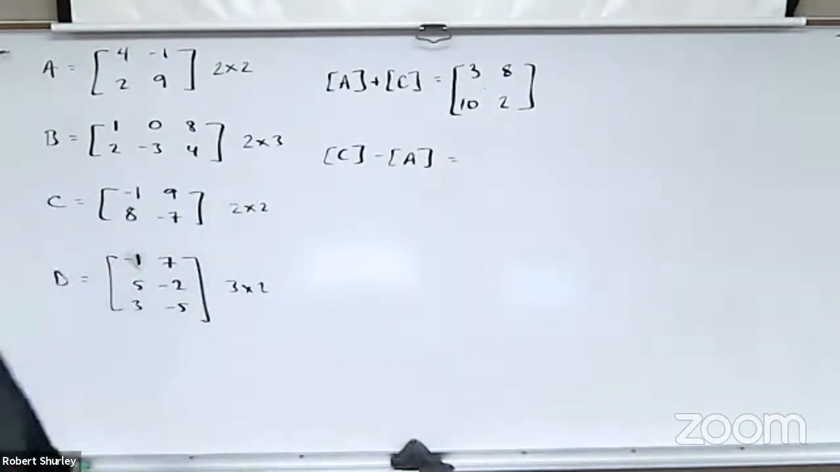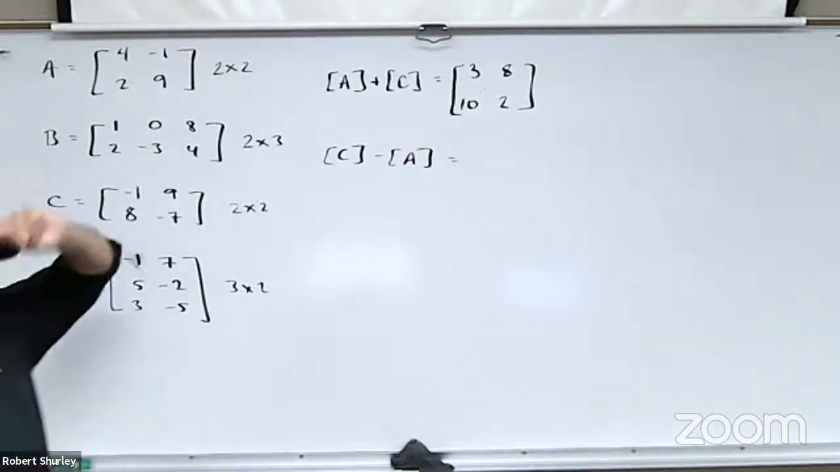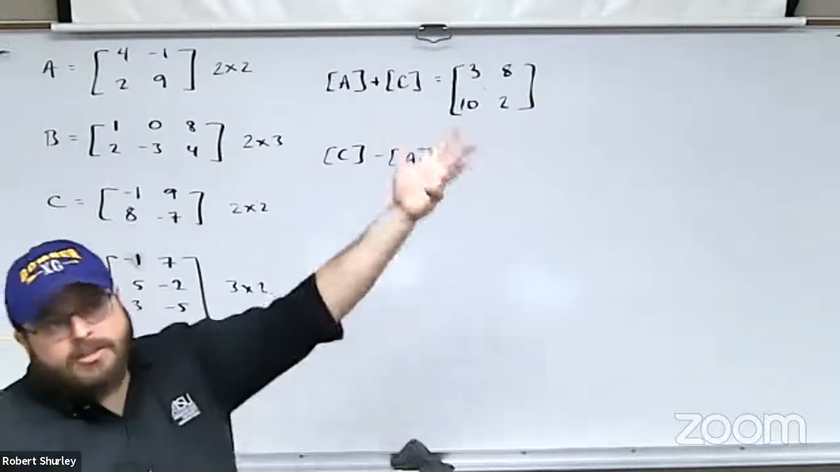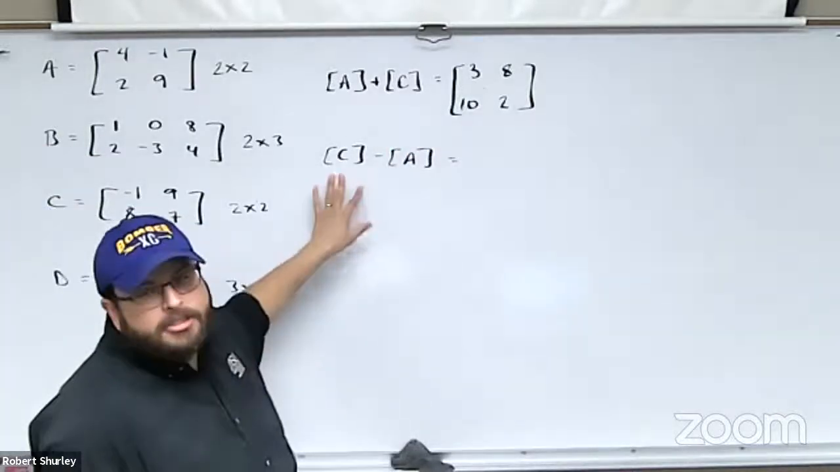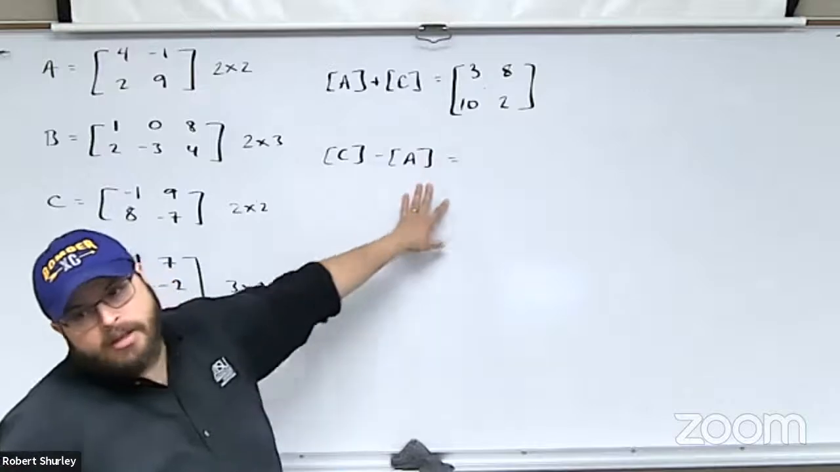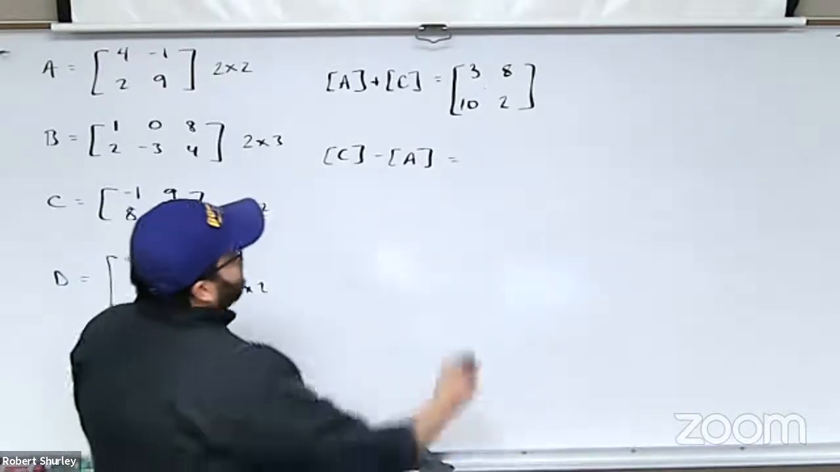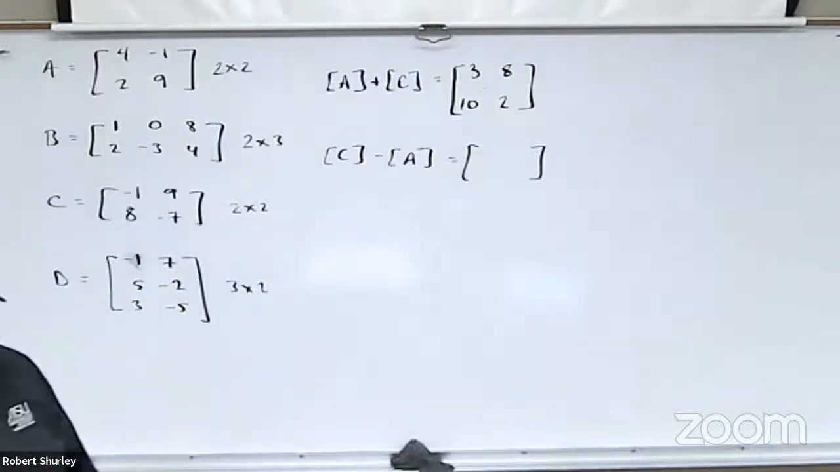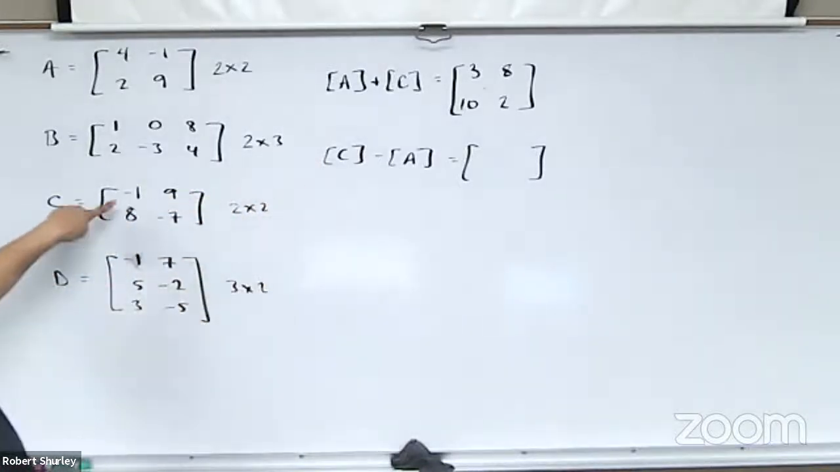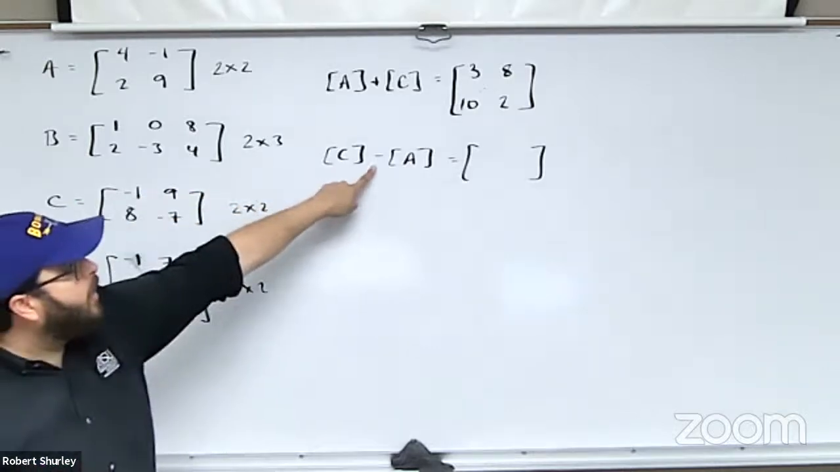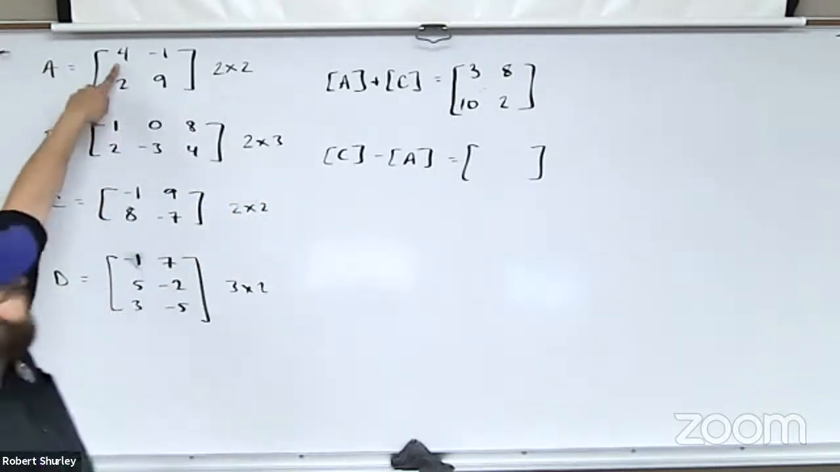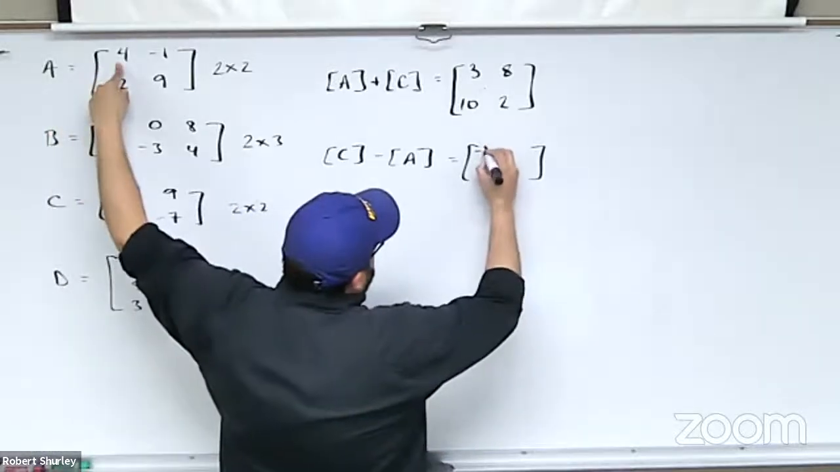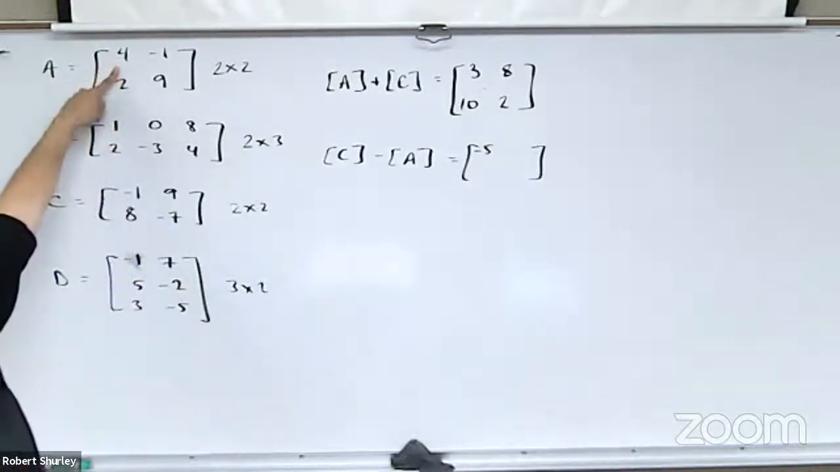Okay, C minus A. If we're going to subtract, we start with the position for C, then subtract off whatever the corresponding position is in A. Again, it's going to make a 2 by 2 because these are 2 by 2 matrices. So let's look at C here. This first position, we start with -1. We're going to subtract 4. -1 minus 4 gives me a -5, right?